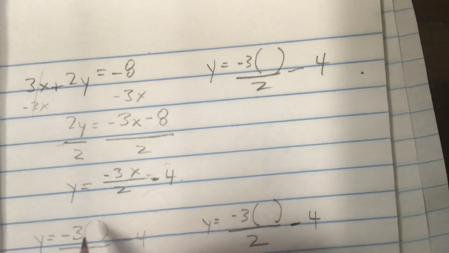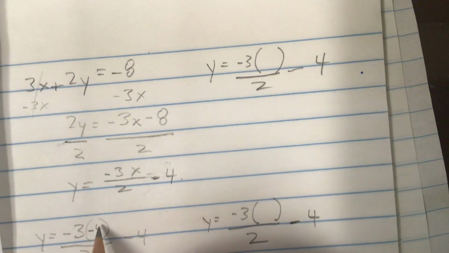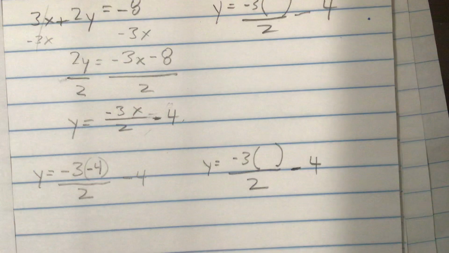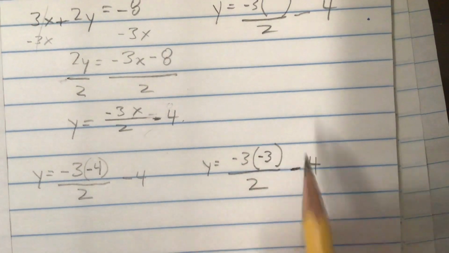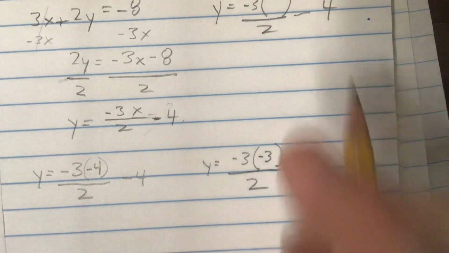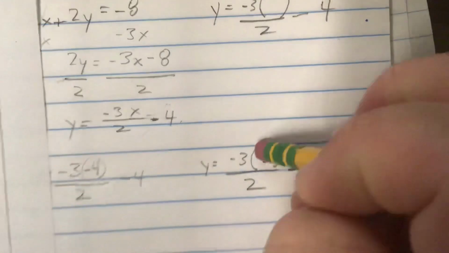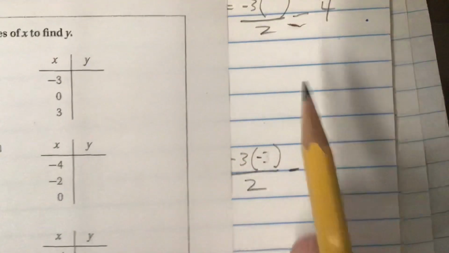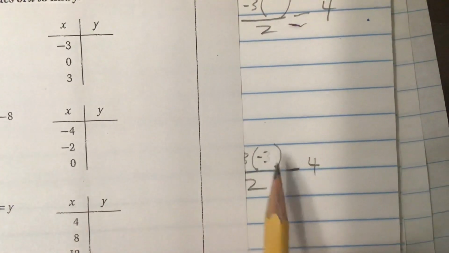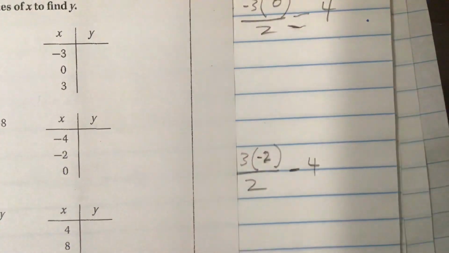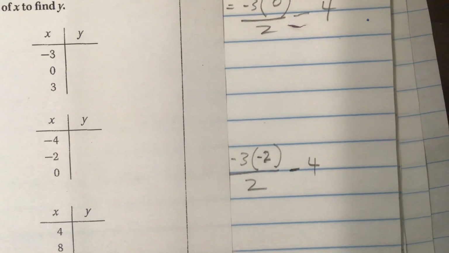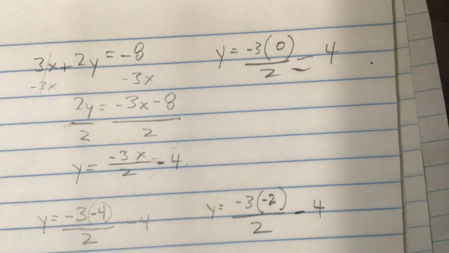All right, so in looking at my different ones, I'm plugging in negative 4, negative 2, and 0. I'll put in the first box here, where I plugged in the negative 4. And in this one, I'm going to put negative 2. And in this one, I'm going to put 0 on that top one. All right, so let me work each of these out.